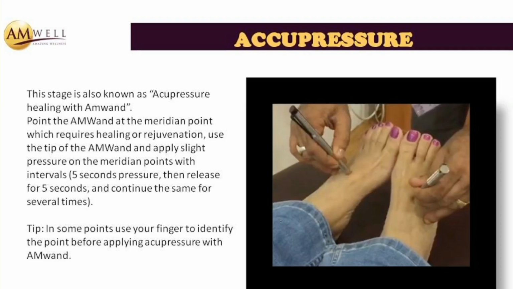The reason for counting is to keep your attention on that process. At some of those meridian points, you may not be able to identify them just with the wand. So you might need to use your fingers to identify that particular point before applying the acupressure with the AMwand.